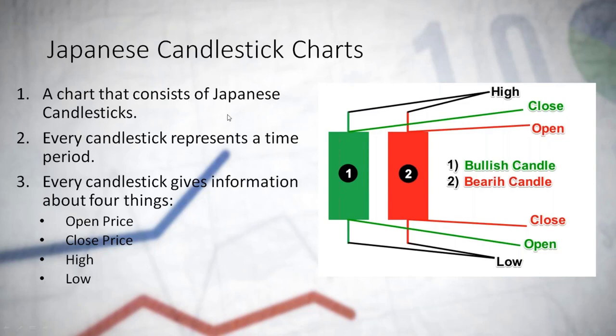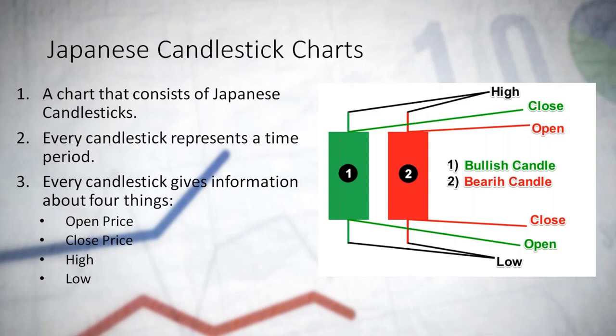This is a chart that consists of Japanese candlesticks, and to the right in the image, I've shown you a couple of candles. The green candle represents a price increase, and the red candle represents a price decrease. If the price is increasing, we say that this is a bullish market move or a bullish candle. If the price is decreasing, we say that this is a bearish candle or a bearish market move. Every candlestick represents a certain time period, meaning that if you are looking at the chart, you will see many, many candles. And depending on your chart configuration, each candle will represent a certain time frame.